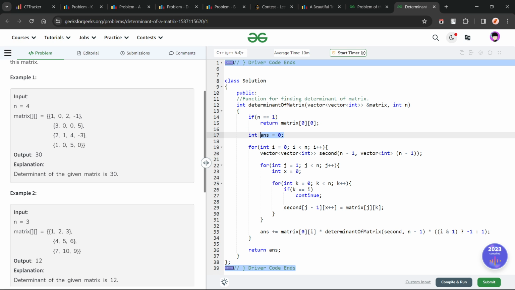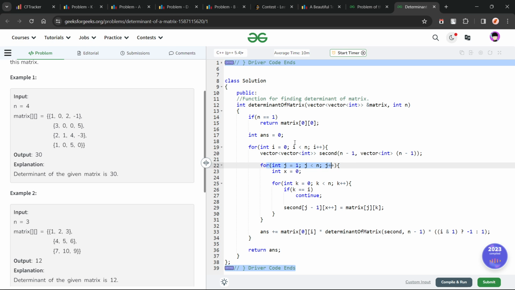Right. Now I initialize my answer with 0 and I am going through all the columns of the 0th row. Right. So this loop is going through the columns. Now what I am going to do is initialize a second matrix, which is going to be the sub matrices for each of these columns. Right. Now this particular for loop will go through all the rows.